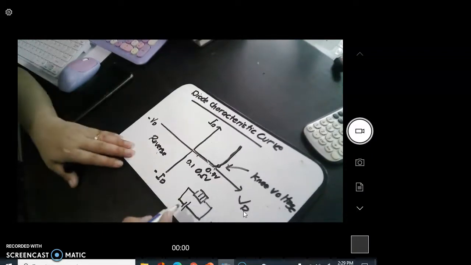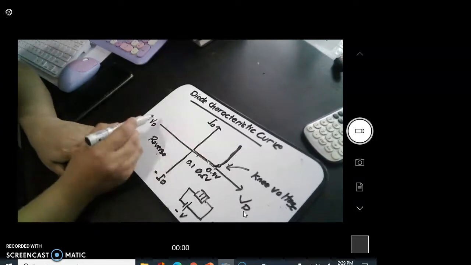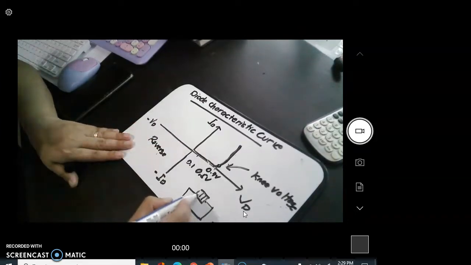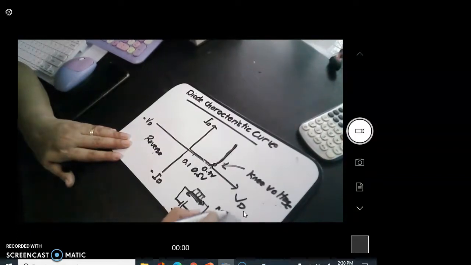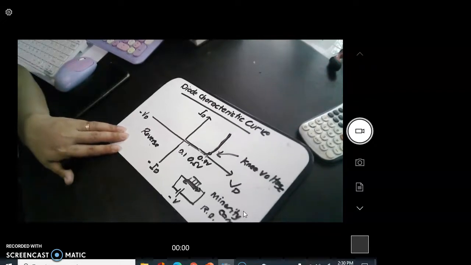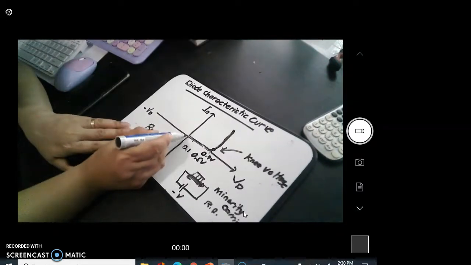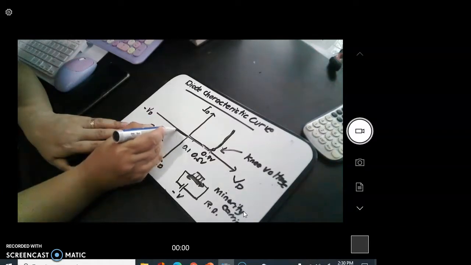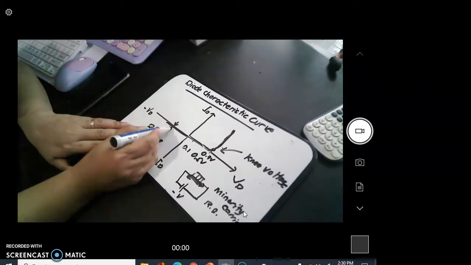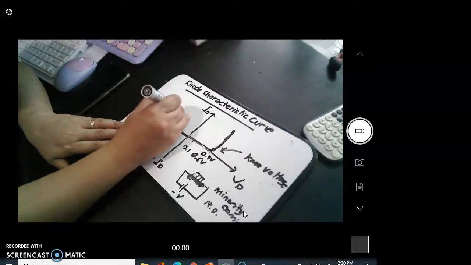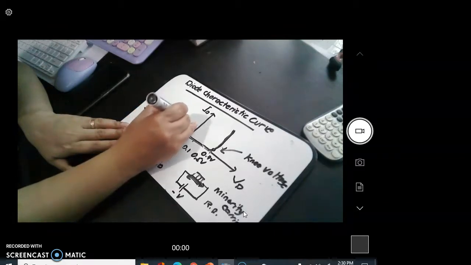So if you apply a negative voltage here, the current that passes through the junction is only from the minority carriers. This current is so small that it is sometimes known as the leakage current. That's the reason why, if you apply a negative voltage, you will see a very minimal amount of reverse current, sometimes known as the leakage current.